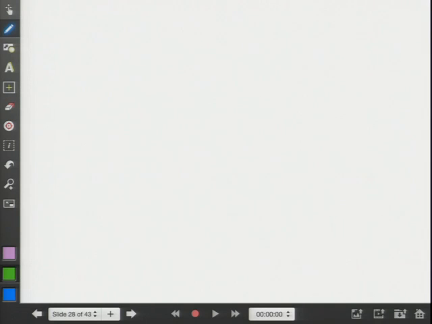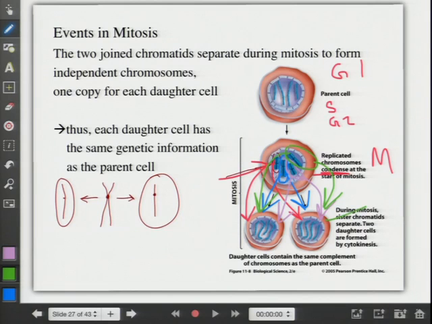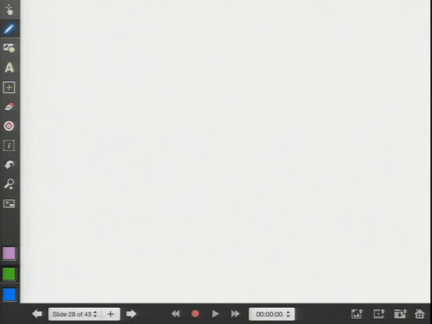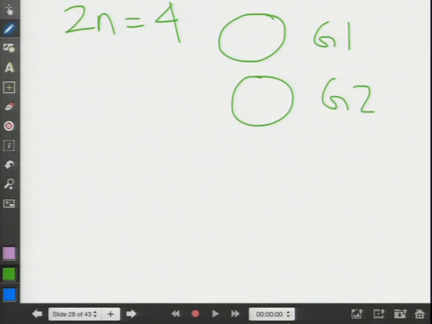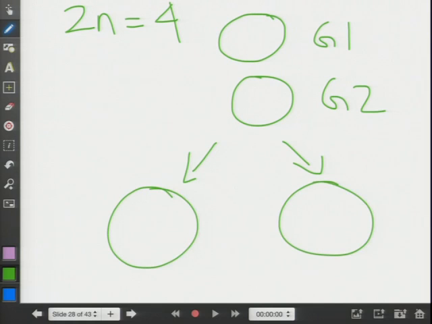Okay. So let's do this. Since we just did this, let's do another upload. Woohoo! Okay. So let's do the overall, and let's go with 2n = 4 just because it's easy. We're going to start with a cell in G1, a cell in G2, and then after cytokinesis.